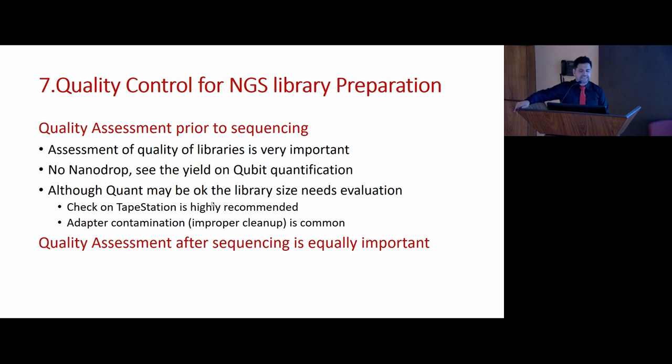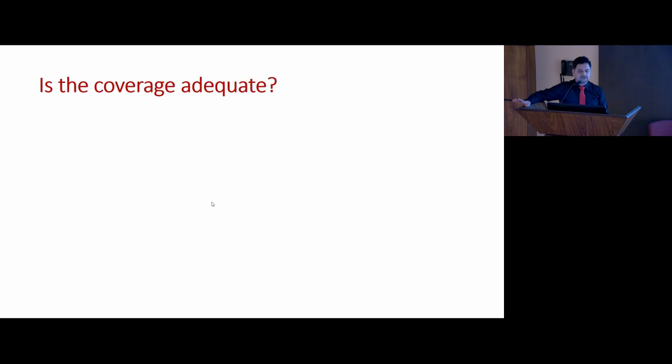Quality assessment of the library must be done prior to sequencing. I think I'm stepping on many people's talks here, but you need to do it. Check the TapeStation, adapter contamination; quality assessment of libraries is very important. You need to look at coverage. Is the coverage adequate? What is coverage?